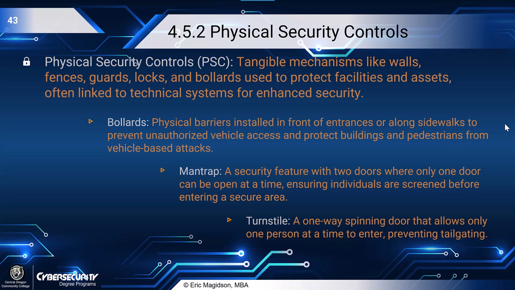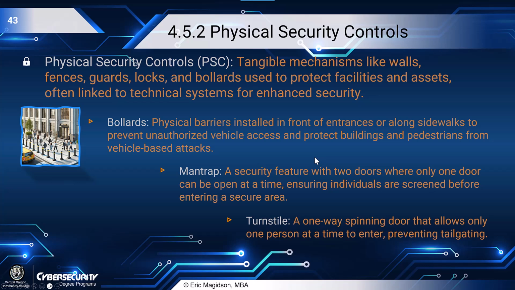So, physical security controls. So, tangible mechanisms, those walls, those fences that we saw in that image, right? Locks, bollards. So, what's a bollard? Well, a bollard is a physical barrier installed in front of entrances or along sidewalks to prevent unauthorized vehicle access, protecting buildings, and, by the way, protecting pedestrians, right? So unfortunately, we have some of these physical attacks going on in areas where there's a heavy density population of pedestrians. Installing bollards will help with that in those high-risk areas.